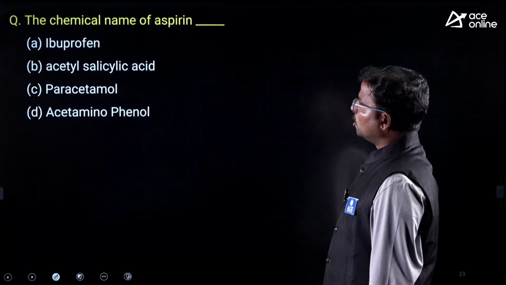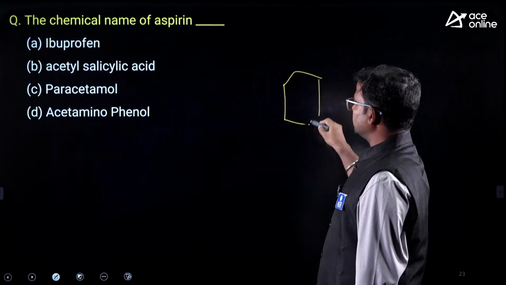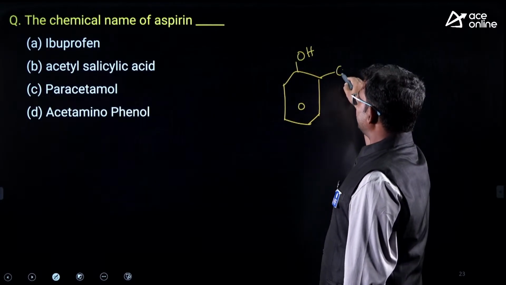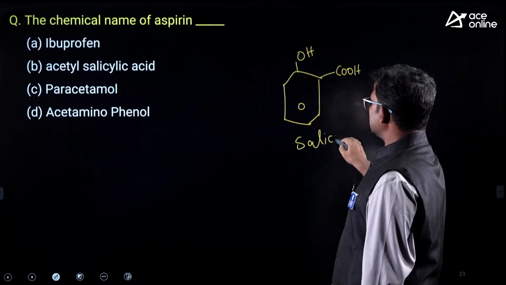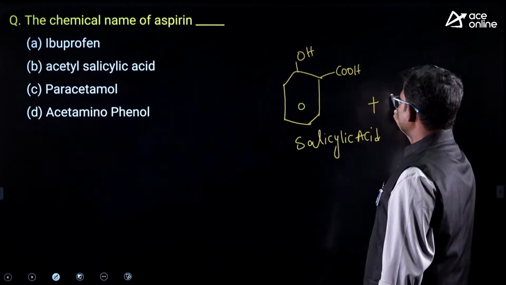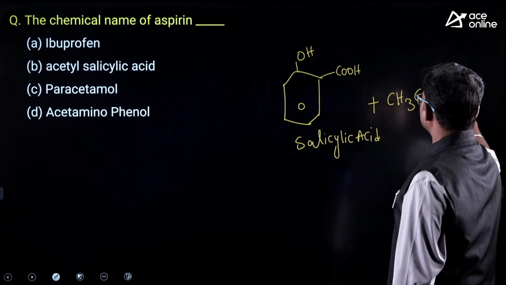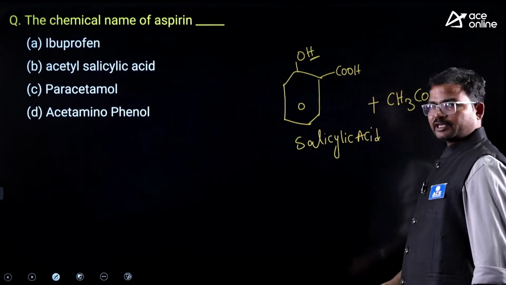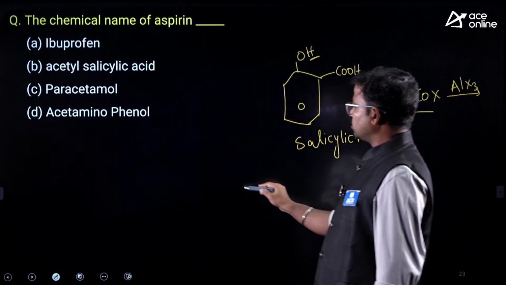Next, the chemical name of aspirin. Actually guys, aspirin is made by the acetylation of salicylic acid. This is salicylic acid. When this salicylic acid gets into acetylation, here acetylation takes place. Actually this hydrogen can be replaced by CH3CO. Then what do we get?